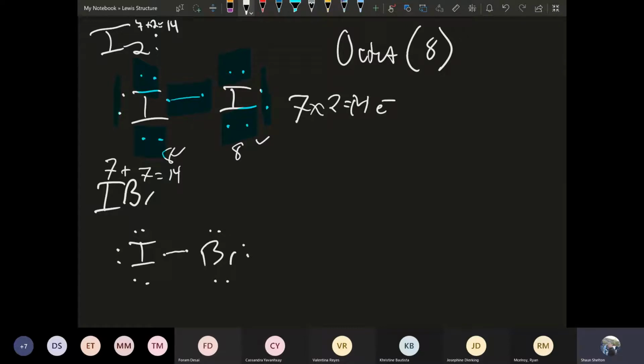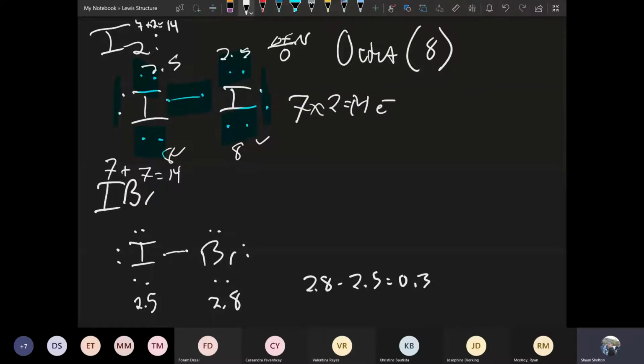So iodine has an electronegativity value of 2.5, and bromine is 2.8. So 2.8 minus 2.5 gives me 0.3. So you're right on that boundary line here, okay? So up here for the I2, this is 2.5, this is 2.5, so the difference here is 0. So the change in electronegativity is 0. So this one's easy, okay?